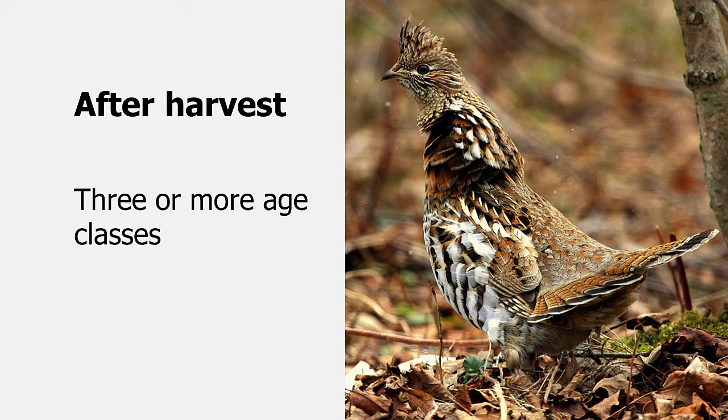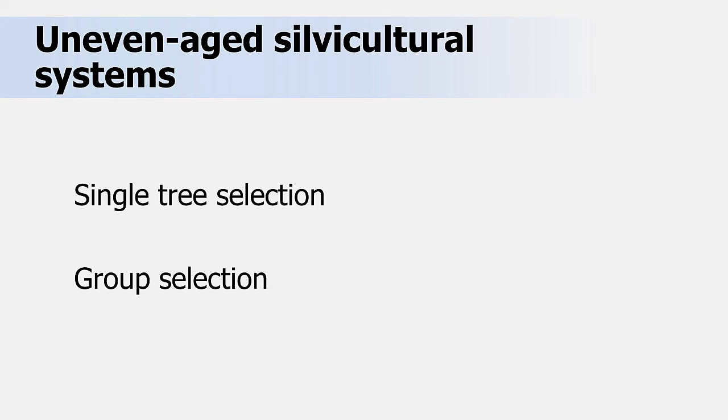After the harvest, a stand might have 3 or more age classes scattered about, which benefits some wildlife species such as grouse. Single tree selection and group selection harvests are appropriate in uneven age forest stands.